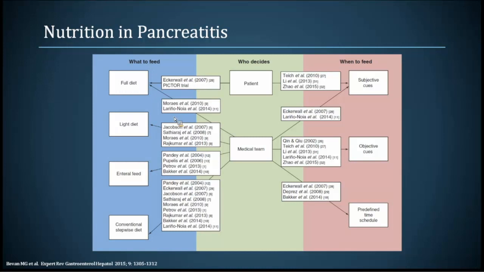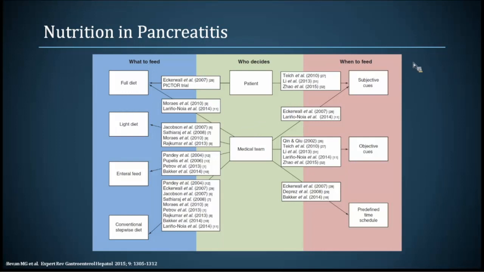There have been a whole mess of different trials looking at what foods to start with. Do you start them right away on a regular diet? Do you start them on a light or low-fat diet? Do you just use enteral feeds early on? Or something conventional and stepwise, clear liquids and slowly progressing up to low-fat and full diet? Who decides? Should we let the patient decide? The patient says, I'm hungry, and you say, okay. Or do we let the physicians, the medical team, decide? We'll decide when you're ready, and then when you're ready, we'll go ahead and give you feeds.